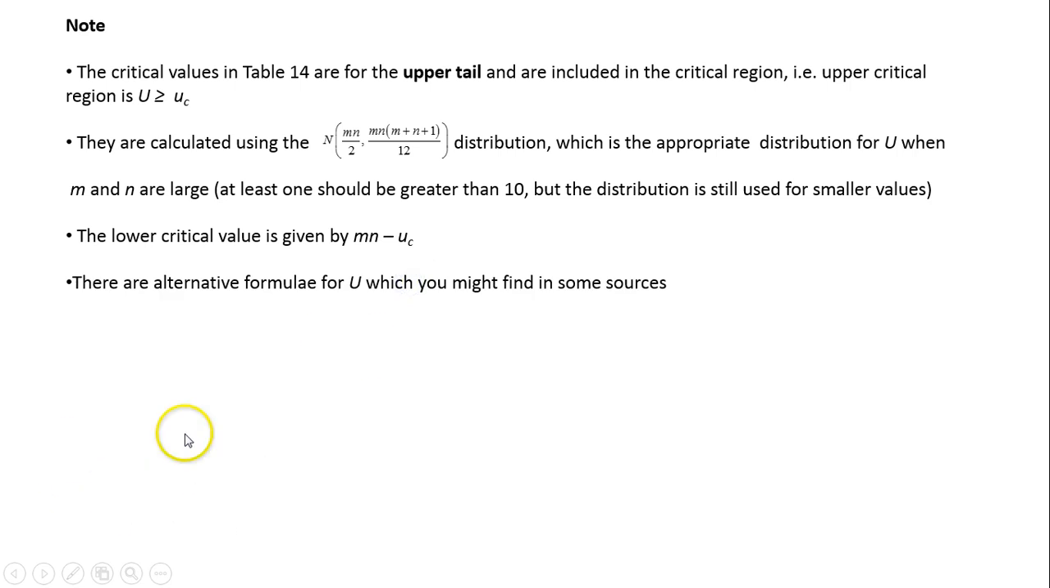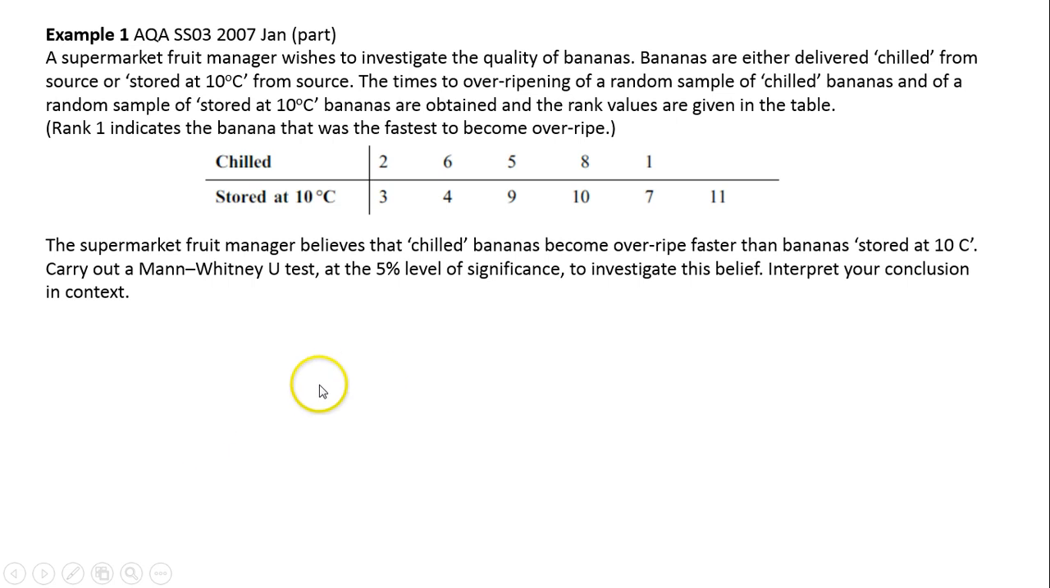There are alternative formulae for U which you might find in some sources. So let's have a look at an example. A supermarket fruit manager wishes to investigate the quality of bananas. Bananas are either delivered chilled from source or stored at 10 degrees from source. The times to over-ripening of a random sample of chilled bananas and of a random sample of bananas stored at 10 degrees are obtained, and the rank values are given in the table.